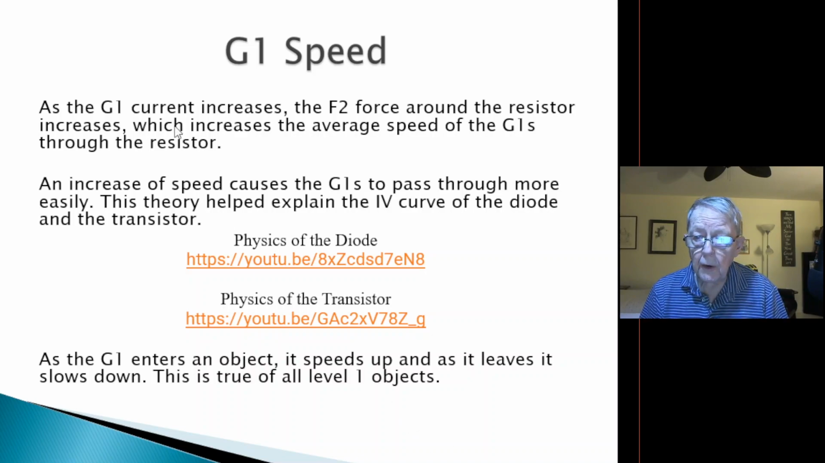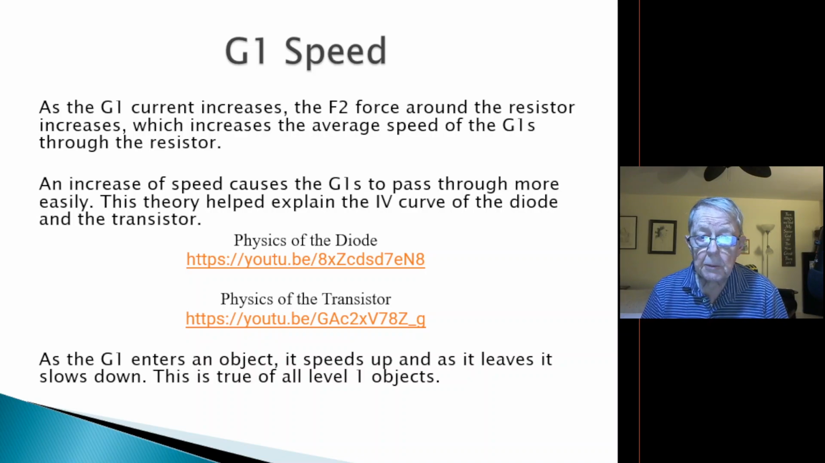Well, what is this about G1 speed? G1 current is like electron flow, as opposed to a traditional current that flows around a circuit from plus to minus. G1 current flows out of the battery from the negative end and goes around the other way. As this G1 current increases, the F2 force around the resistor increases, which increases the average speed of the G1s through the resistor. Increase in current, increase in speed. An increase of speed causes the G1s to pass through more easily.